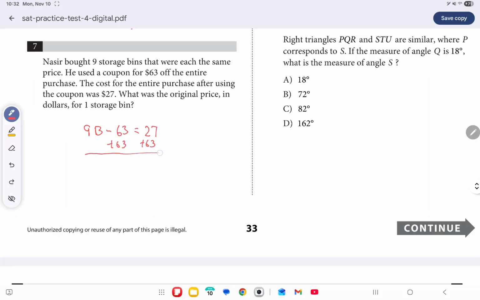If we do that, we get 9B is equal to 90. And then we're going to divide both sides by 9. So B is equal to 10. Right? So each bin costs $10.